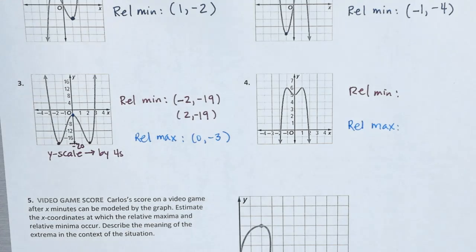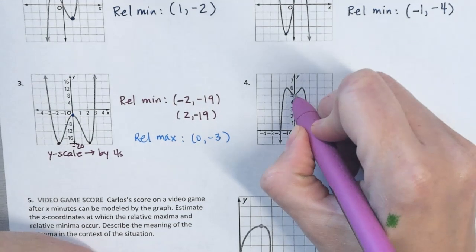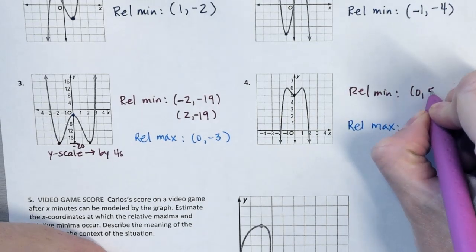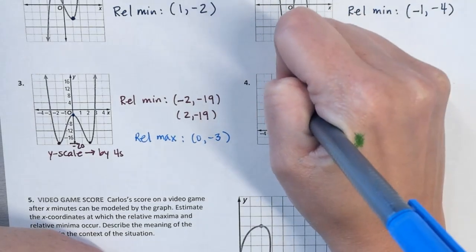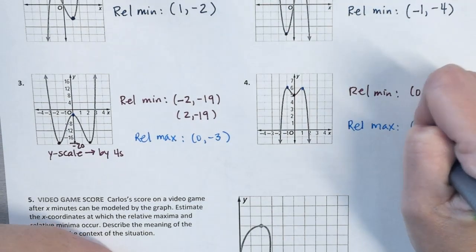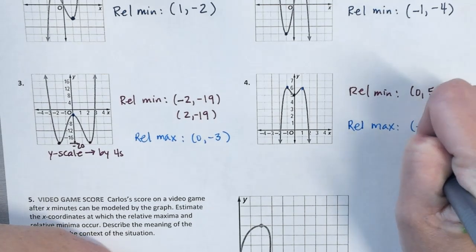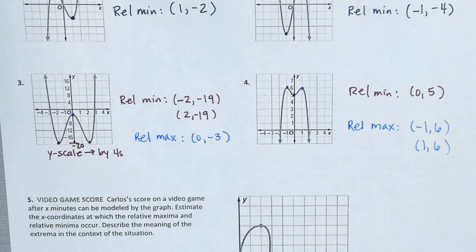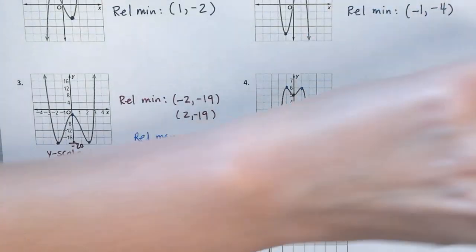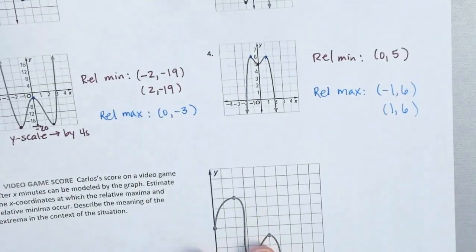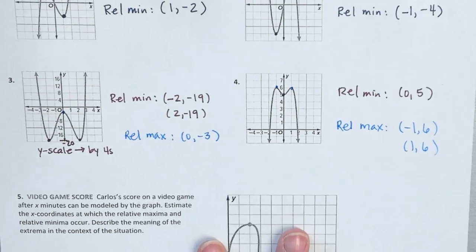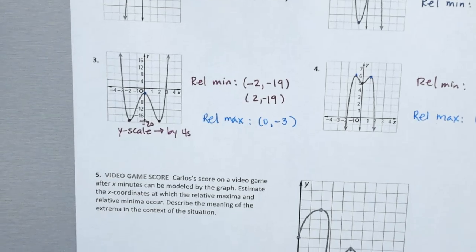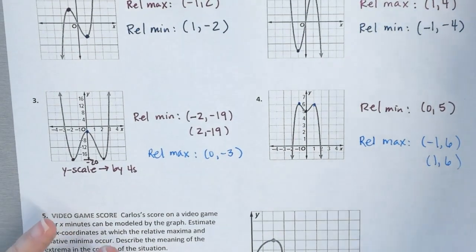All right, so let's see what we got for our relative min. Okay, so we got (0, 5). And then our relative maxima, we have 2 of those. Okay, so they occur at (-1, 6) and (1, 6). You can put those in any order. So did you do the (1, 6) first? Yeah, that's fine. All right, now we're going to apply this to a real world situation.